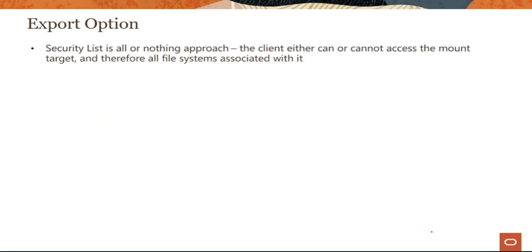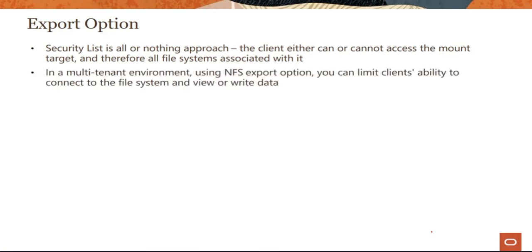So we looked into that. We actually did the demo. I talked about the logic of why we do that. Now let's look at export options, what these are. Security list is an all or nothing approach, right? The client either can or cannot access the mount target, and therefore all the file systems associated with it. Pretty straightforward. You write those security lists. If you don't have them, your clients cannot access the mount targets.